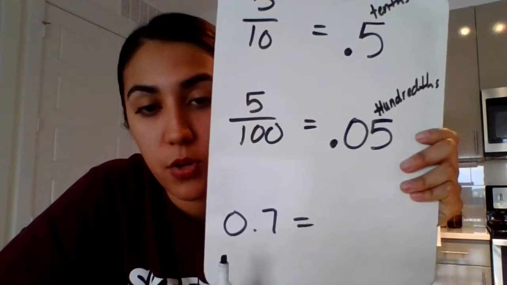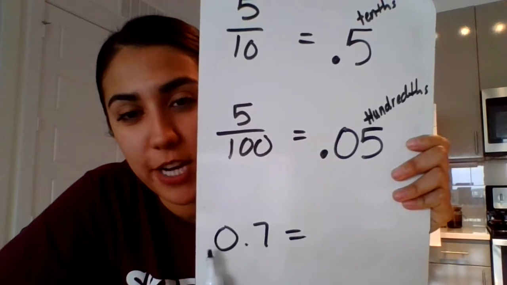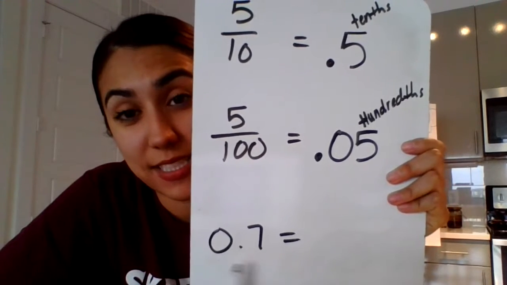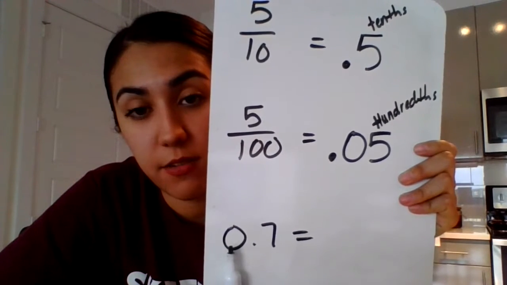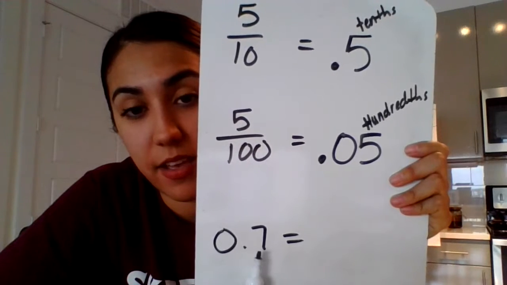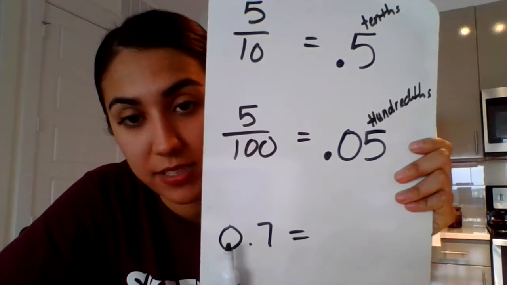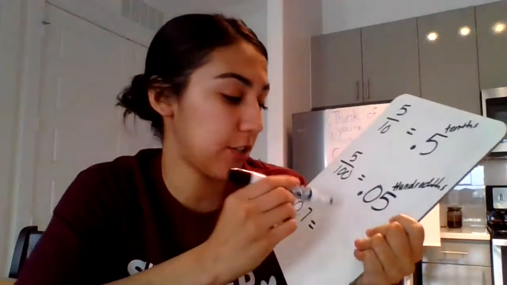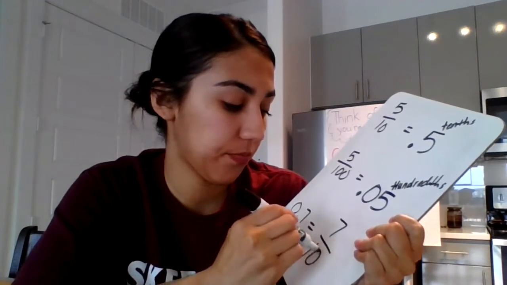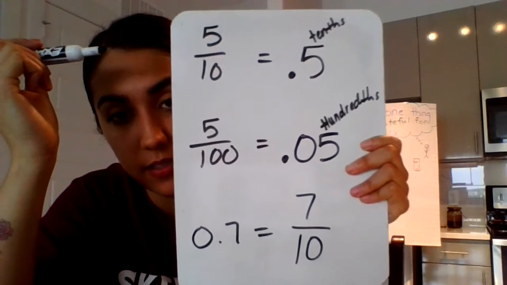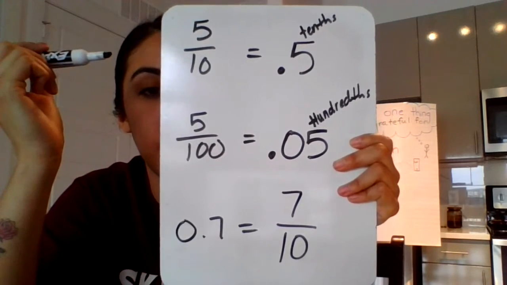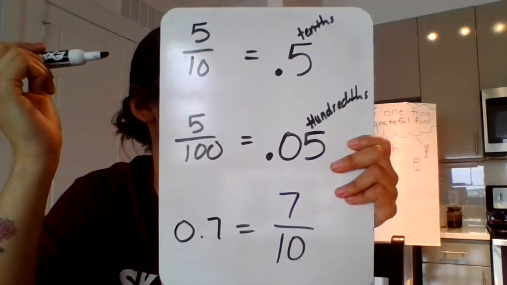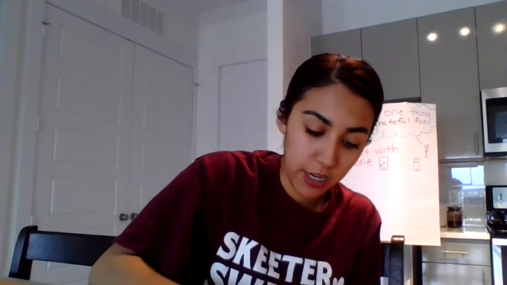This one. Who can read this decimal for me? 0 and 7 tenths. So how am I going to write that as a fraction? 7 tenths. Okay, make sure you record that on your Gimme 5 worksheet or in a journal, whatever it is that you're recording your answers on.